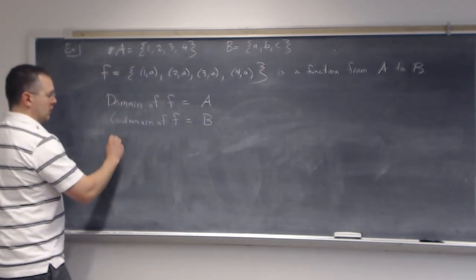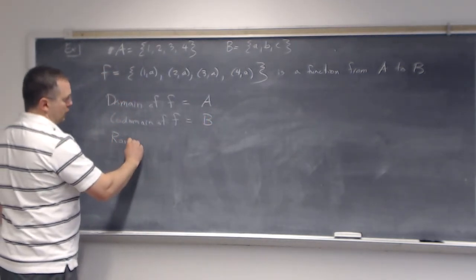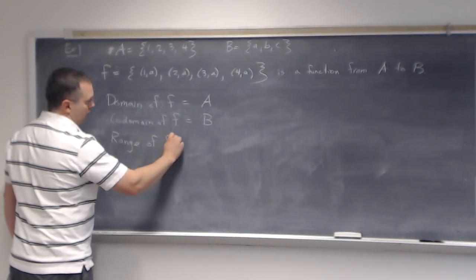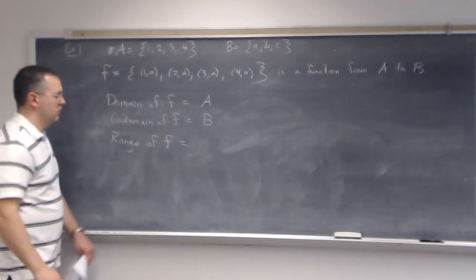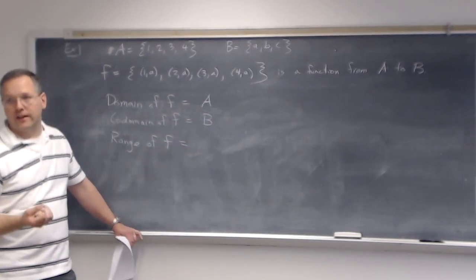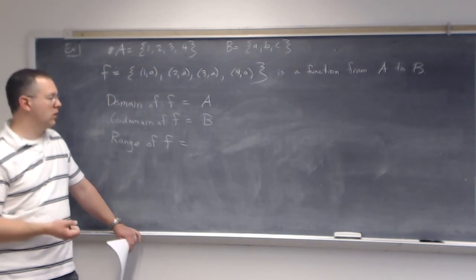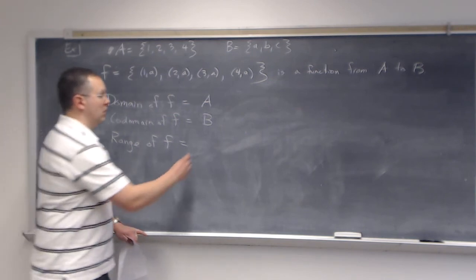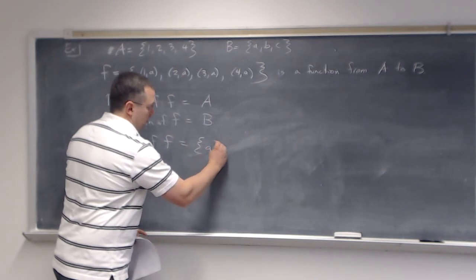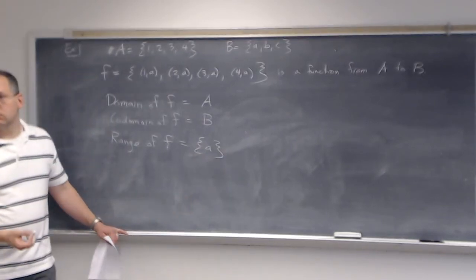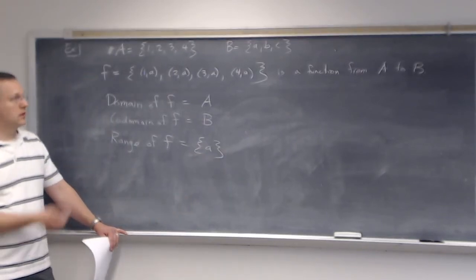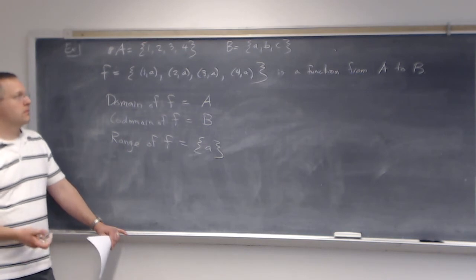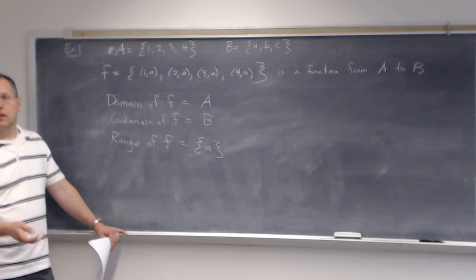Okay. But now, more specifically, let's talk about the range of f. So this would be the set containing all the second coordinates. So what does it look like? It's just the single element A. That's the range, because every point has that as its second coordinate. Okay. Any questions?